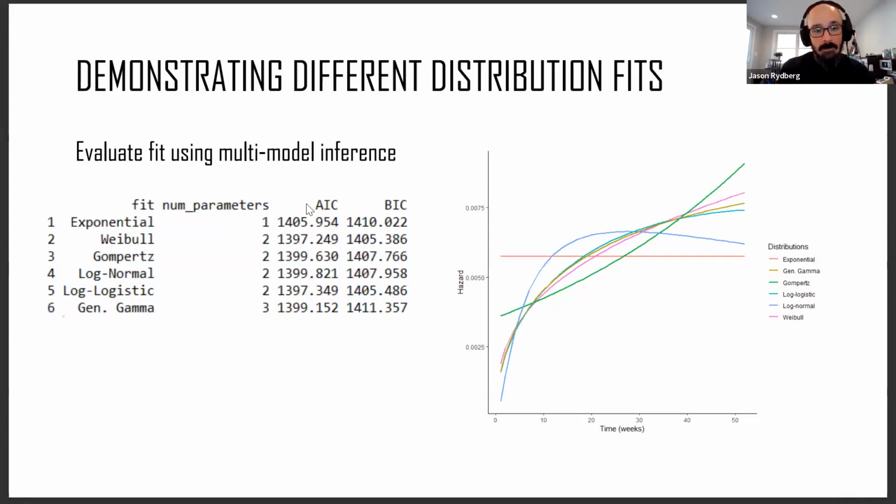So in our case, we've got our AICs, we've got our BICs. Which one of these provides the best fit to the data? Take a look, think about it. What you can see is that the lowest AIC and the lowest BIC is the Weibull distribution. So again, a monotonically increasing hazard. It's very, very close to the log logistic likelihood here as well.